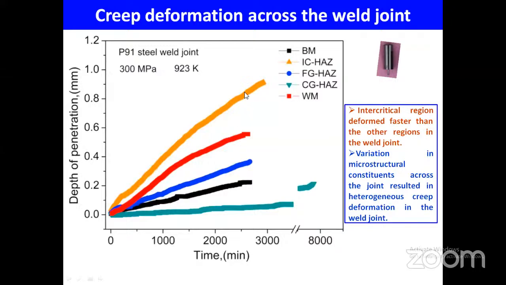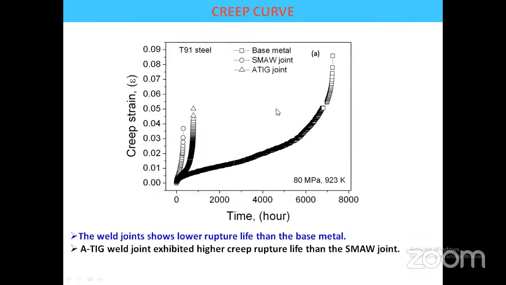In addition, across the weld joint, there is a heterogeneity in deformation behavior. This leads to the specimen which has the weld joint failing very early, prematurely, as compared to the base metal, which has seen about 7,000 hours.